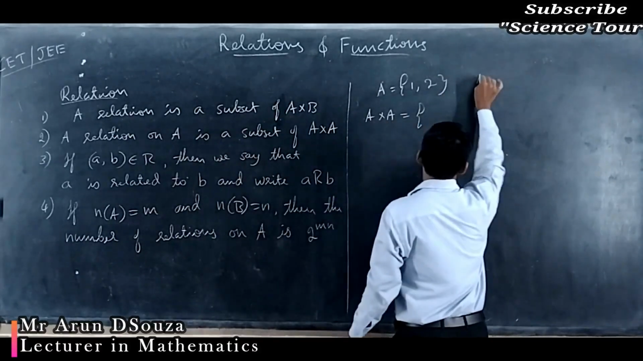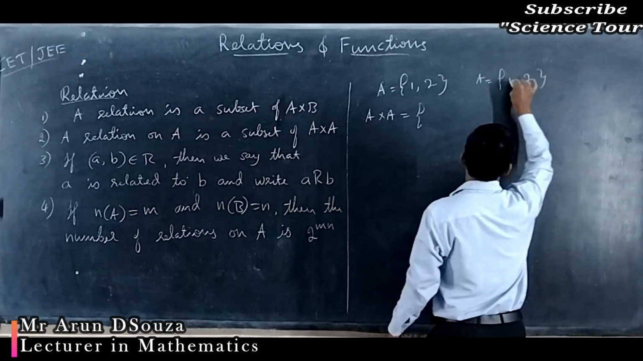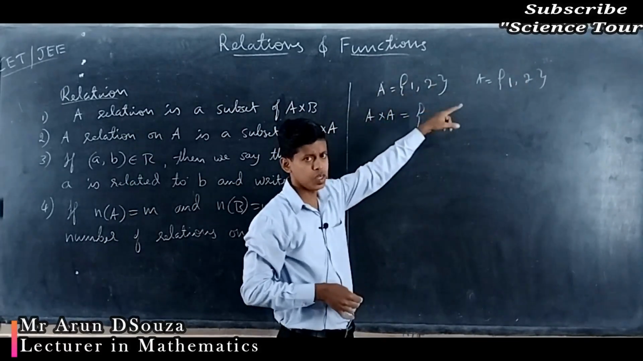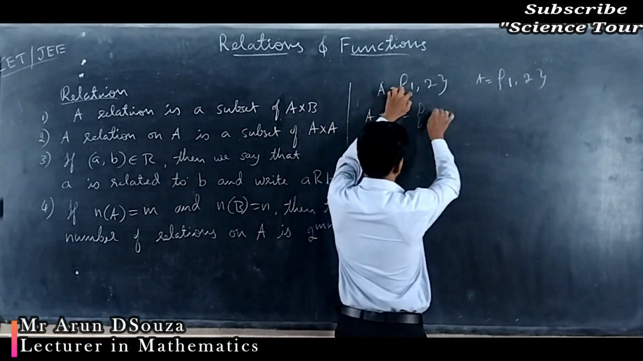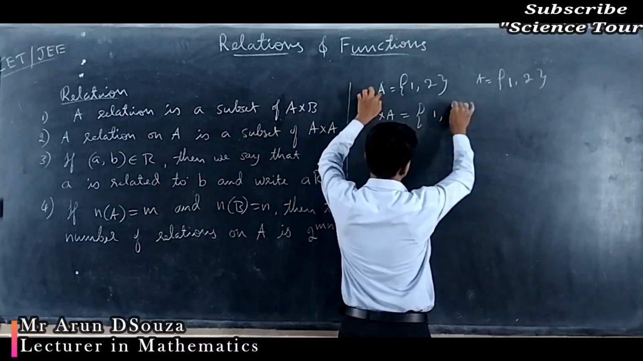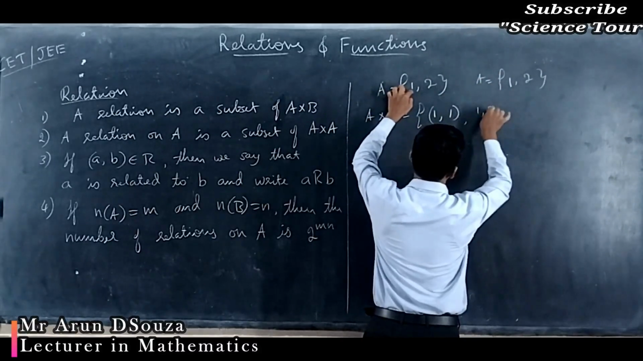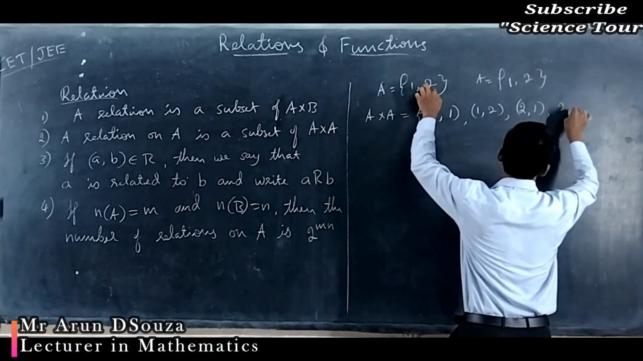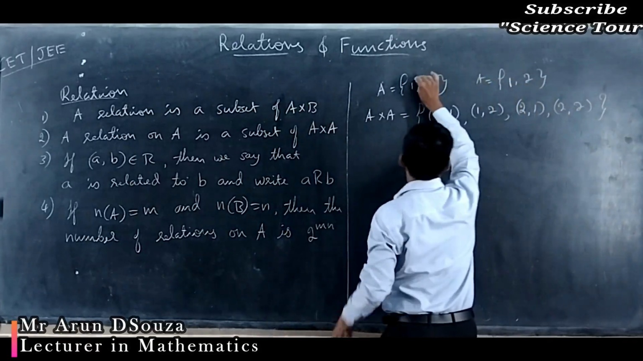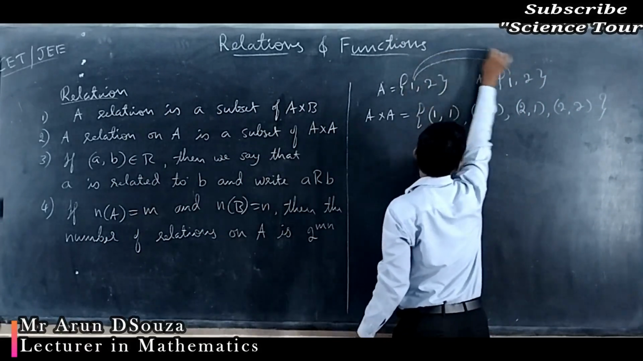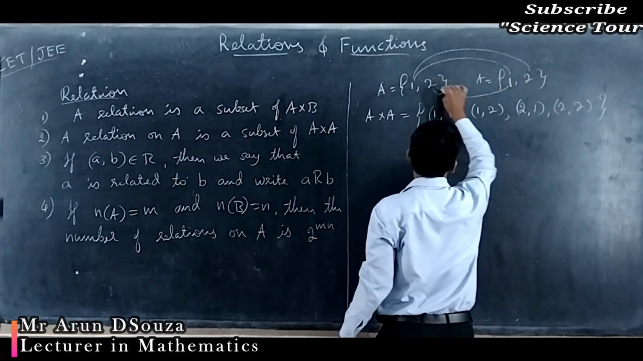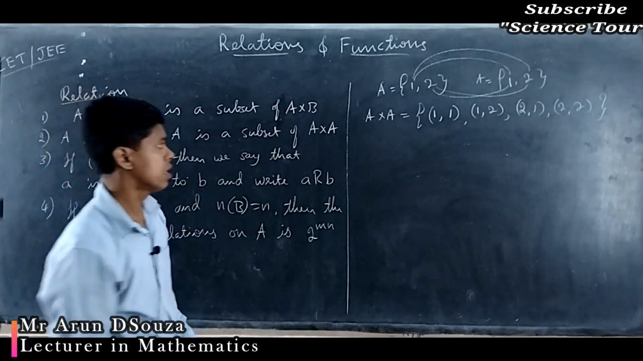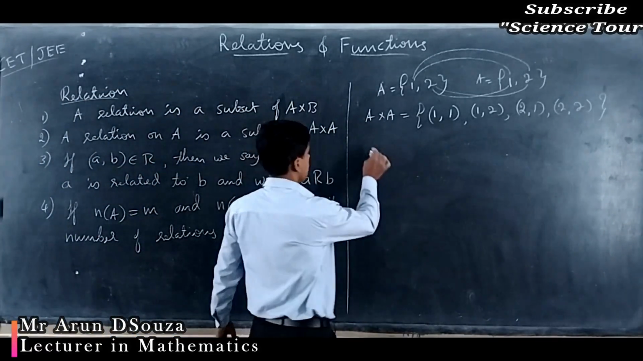Now what is A cross A? You must take A once again. Now form the cross product between A and A: first element from this A and second element from the second A. Start with 1, so (1, 1), then (1, 2), then (2, 1) and then (2, 2). So that's the way we write the Cartesian product, the cross product.